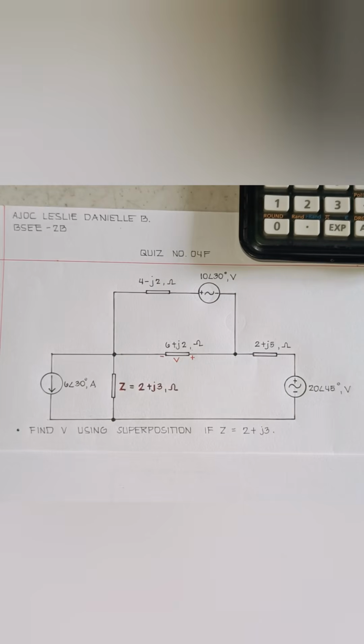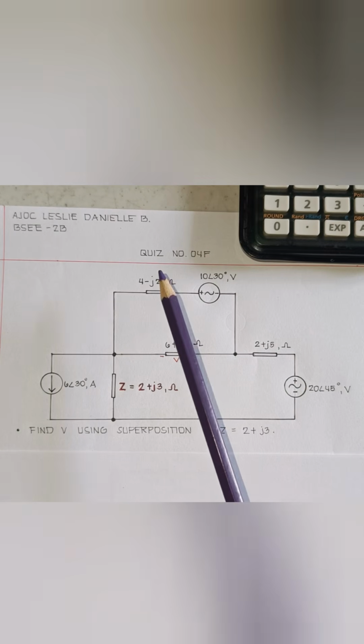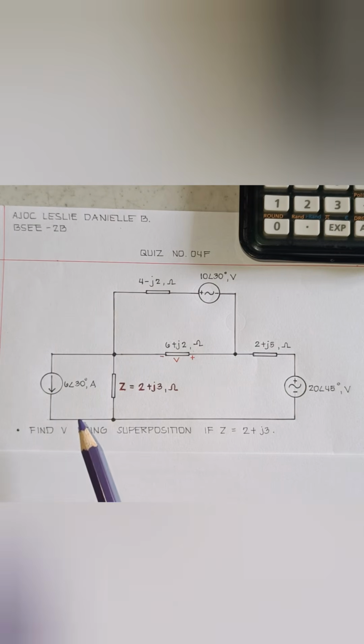Ahok, an electrical engineering student, and today we are going to solve an AC circuit problem, specifically problem 5.12 from the book of Johnson, Johnson and Hilburn. In the original circuit, I first assigned the impedances by converting all the resistors into their complex impedance form. We are asked to find the voltage V using superposition if the impedance Z is equal to 2 plus J3.